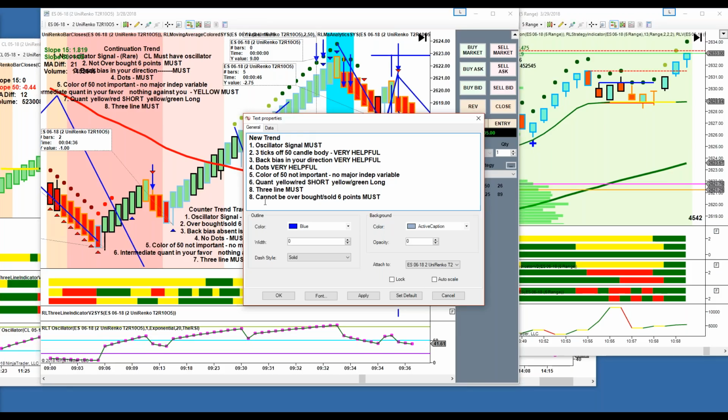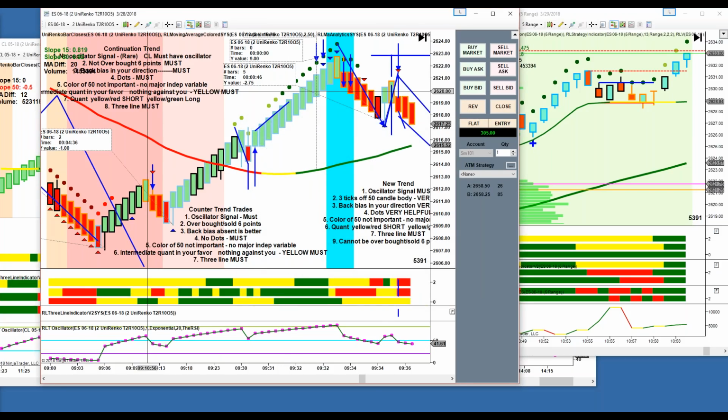This is the new trend. Yellow, red, short. Yellow, green, long. The 3 line must be there. It cannot be overbought or oversold. Everything else is the same. I have to put crude oil here, CL.